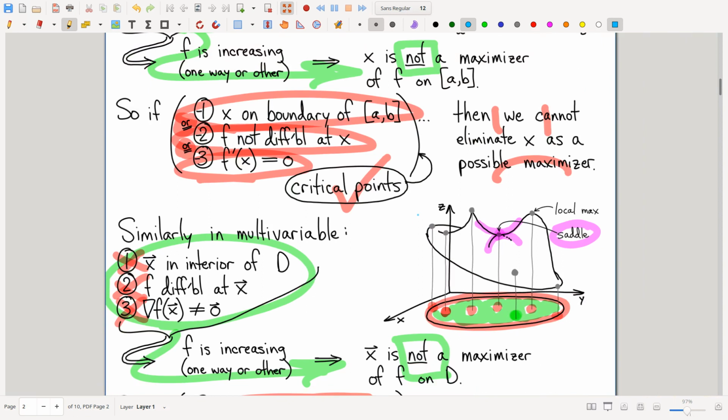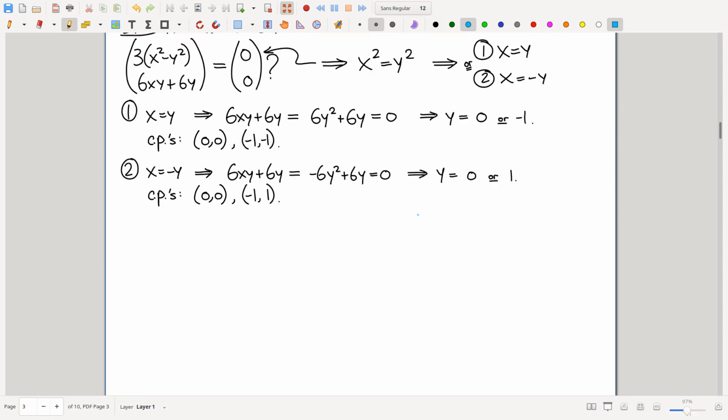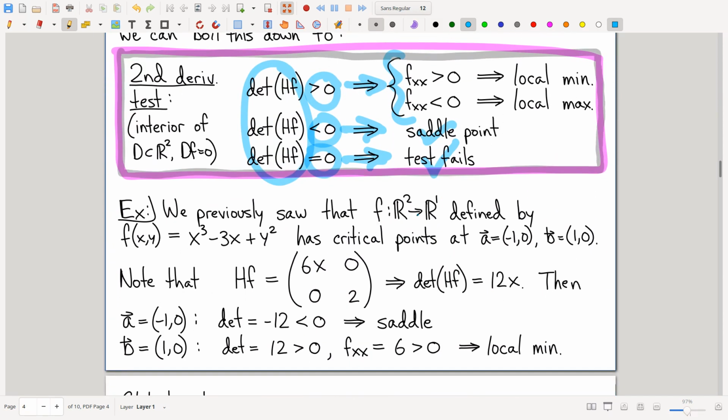So for some saddle points, you get a negative determinant, and for some, you get a 0 determinant? Yes, that's true. Because if your determinant is 0, then it could be a saddle, but it could be something else. Okay. All right. So let's put this into practice here.